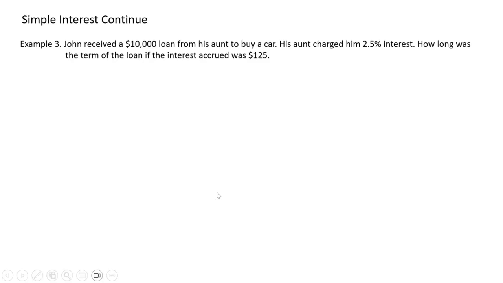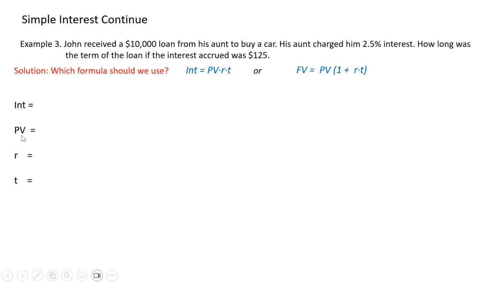Example 3. It says, John received a $10,000 loan from his aunt to buy a car. His aunt charged him 2.5% interest. How long was the term of the loan if the interest accrued was $125? Okay, now guys, here we have to use the first formula, which is INT equals PVRT. Why is that? Because the 125 is the interest accrued, and we're looking for the time. Again, we're going to use the first formula.